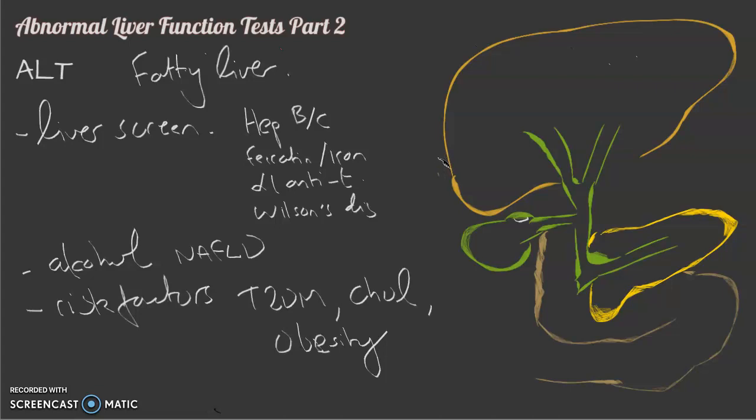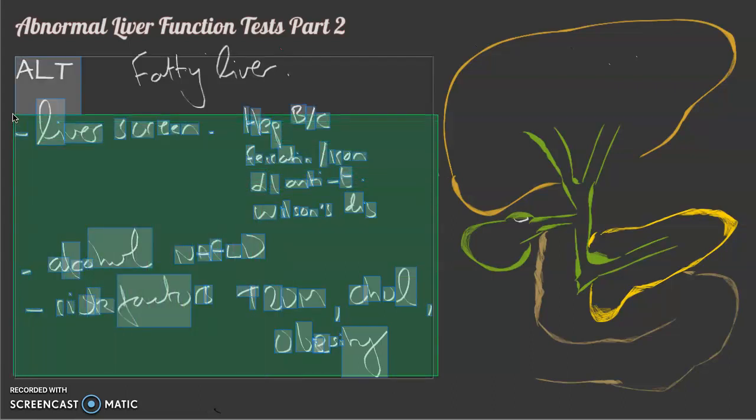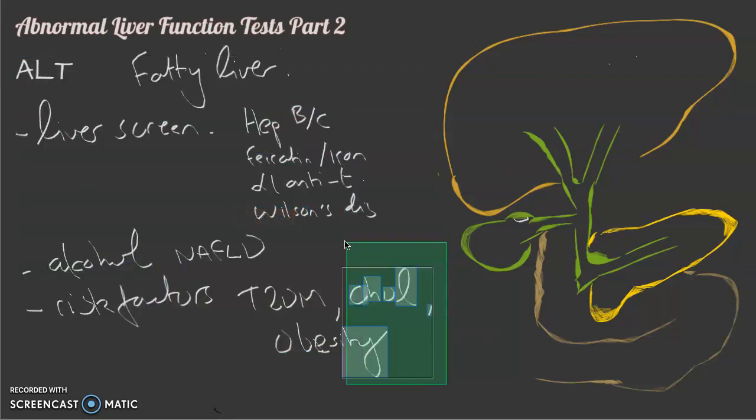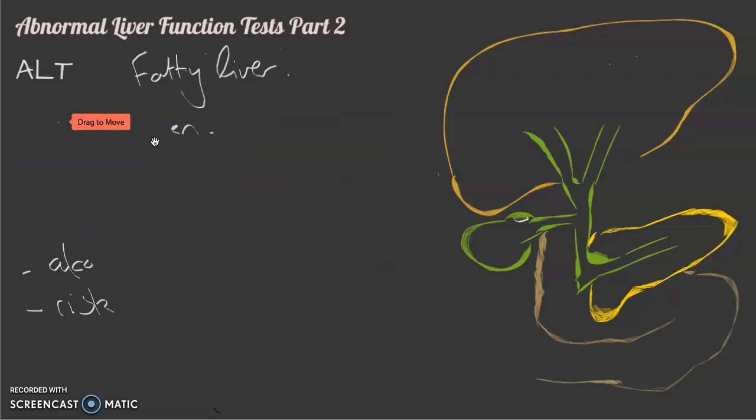If they have obesity, then it's probably fatty liver, if you see what I mean. So those are the things I would look at doing in working up somebody with fatty liver. So let's say you've done that, you've done a liver screen, looked at their risk factors, alcohol and all of that, and you've concluded that you've got somebody with fatty liver.